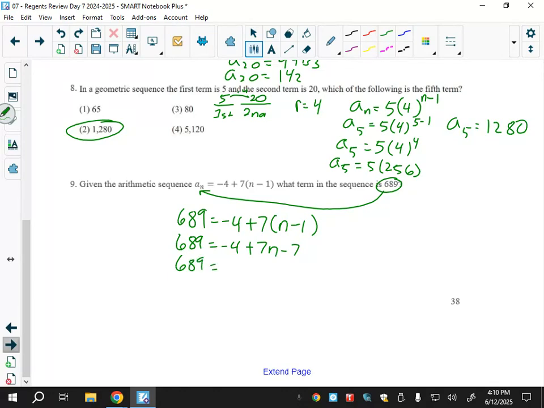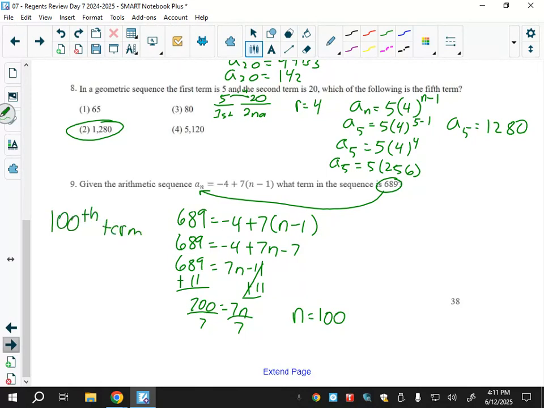Combine our like terms. 7n minus 11. Add 11 to both sides. You get 700 equals 7n. Divide both sides by 7. And n is equal to 100, meaning that 689 is the 100th term in the sequence.